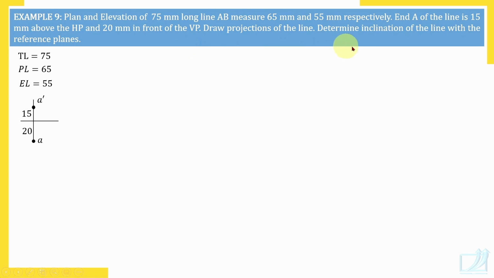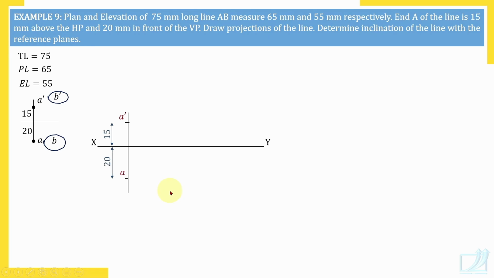Now position of the other end is not given. So when position of the other end is not given, then we should assume its position. So let's assume position of the other end in first quadrant, that is front view above, top view below. And let's proceed. Here it is XY line, projector of end A, mark A dash and A.